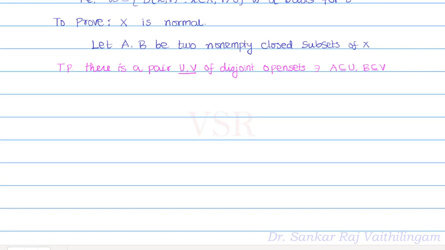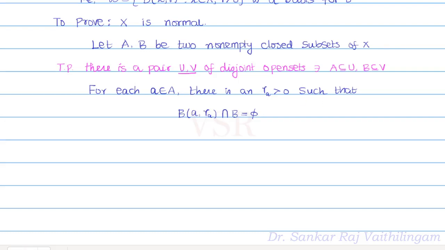Now, for each a belonging to capital A, there is an r positive, which I call r_a, such that I can write the ball with center a and radius r_a, intersection with the capital B, which is equal to empty. For each a belonging to A we can find some r_a positive such that this condition holds.